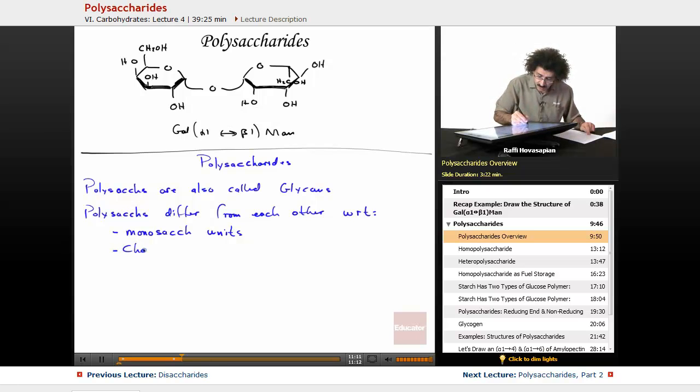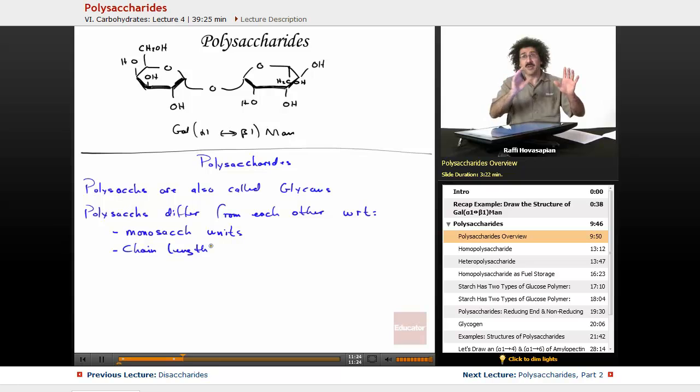Second, chain length. You might have a polysaccharide that's only 15 monomers long. You might have one that's 150,000 monomers long. So chain length. And if you have, let's say, a bunch of glucose that's 15 long and a bunch of glucose that's 1,500 long, those molecules are going to behave differently, because just because they're made of the same monomer, glucose, the length will actually change the chemistry.